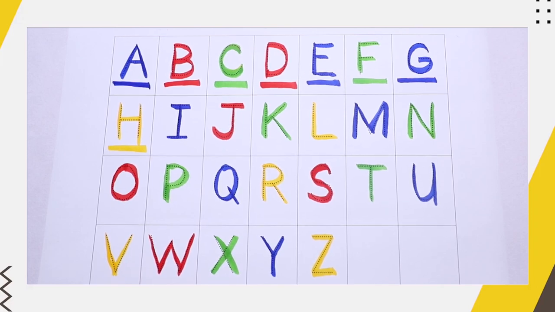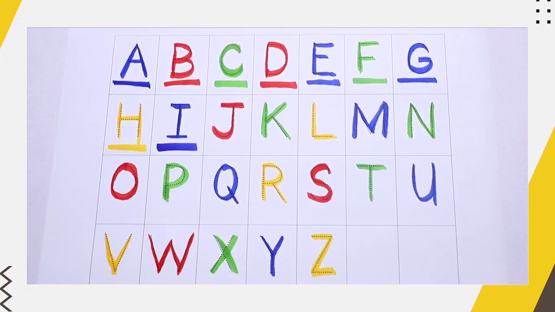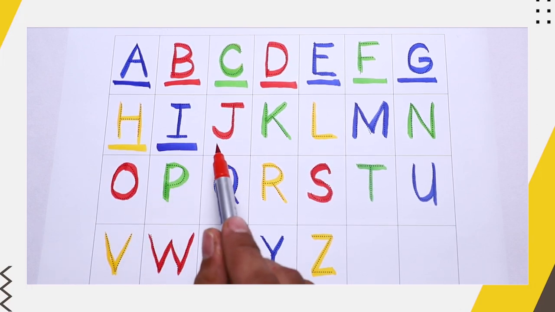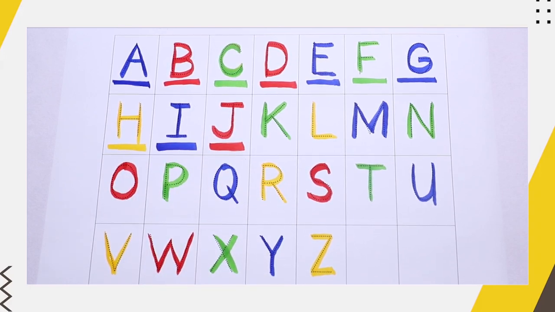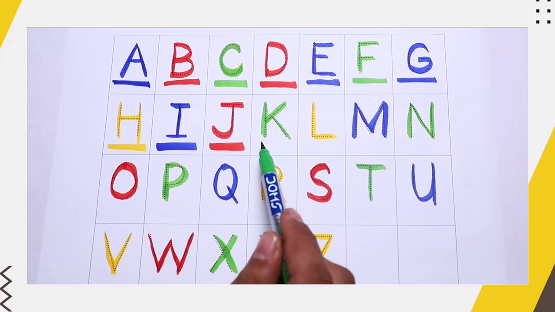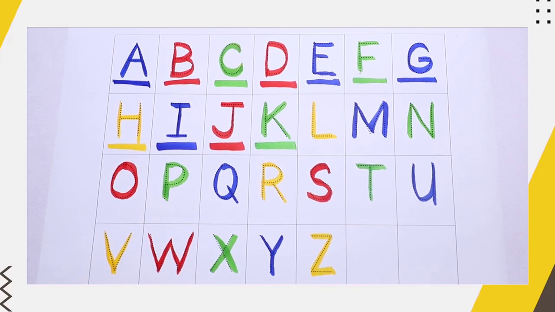Blue color I. I for ice cream. Red color J. J for jug. Green color K. K for kite.